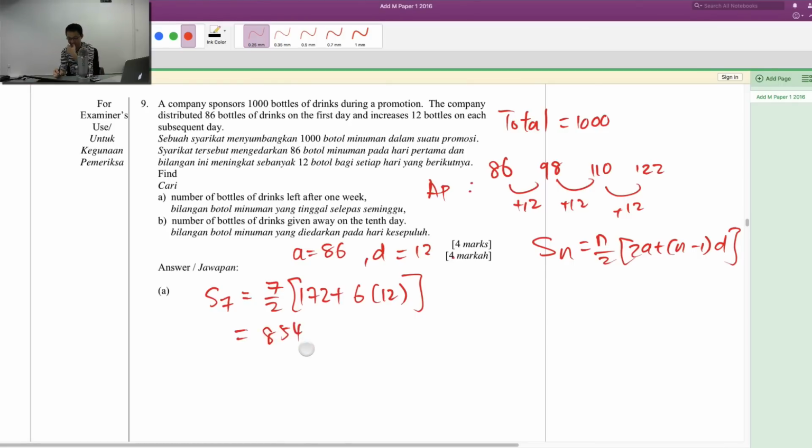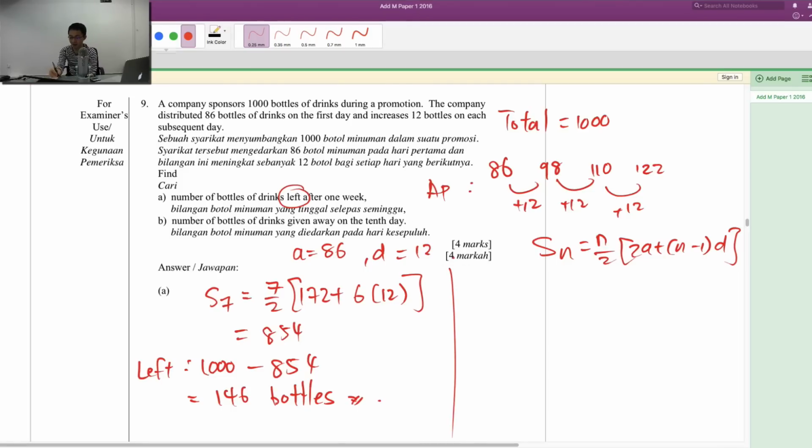So they give 1,000 bottles, right? They are not asking for this answer. They ask about bottles of the drink left. So I have to use 1,000. This is what is left. I use 1,000 minus 854. So 1,000 minus the answer, I should get the bottles left is 146 bottles. All right, so far so good. Should be very easy, this one.